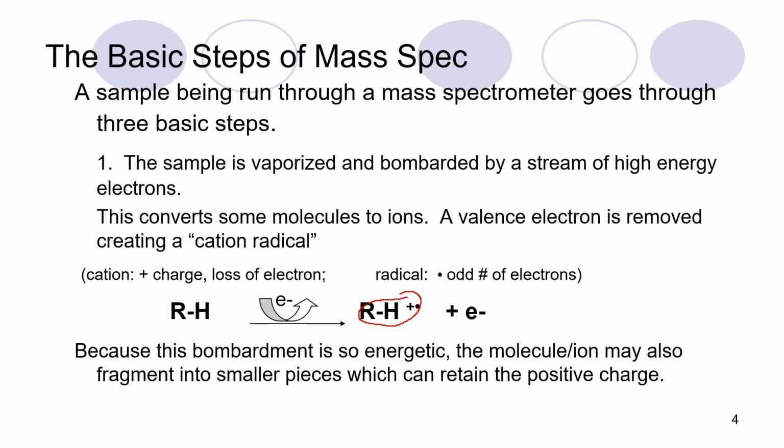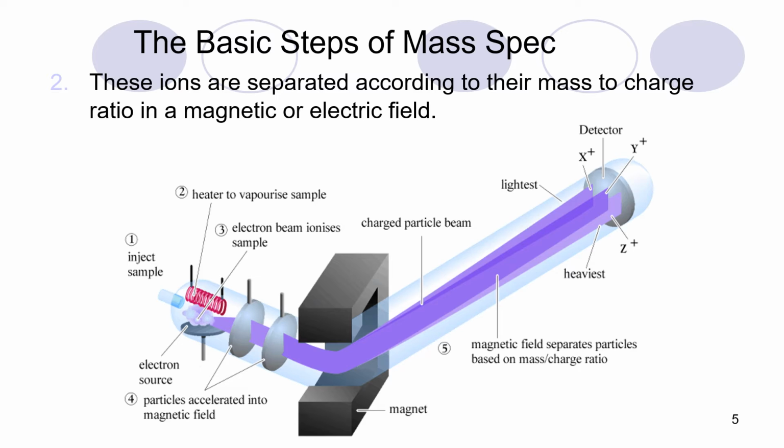so it doesn't lose an electron the way that often it does in a reaction. When it loses an electron, in this case, it has an odd number of electrons. And so that's what the dot indicates, that it's a radical, odd number of electrons. But it also becomes positive because it's lost an electron. So it becomes a radical cation. And then also, because this bombardment is so energetic, it will often fragment into smaller pieces, and at least some of the particles will retain the positive charge, and so they'll also be able to be collected and documented.